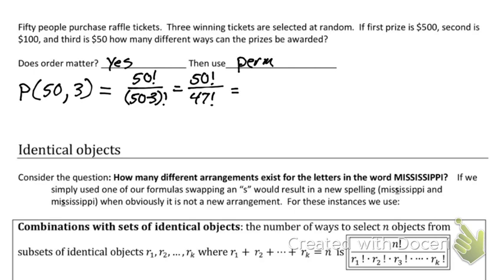We can rewrite 50 factorial as 50 times 49 times 48 times 47 factorial. That would be all over 47 factorial. Our 47 factorials will cancel out. So even if you have a scientific calculator, you can just type in 50 times 49 times 48, and you should have your answer. And I got 117,600.